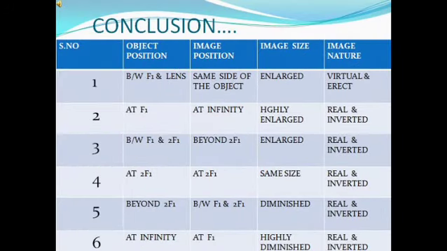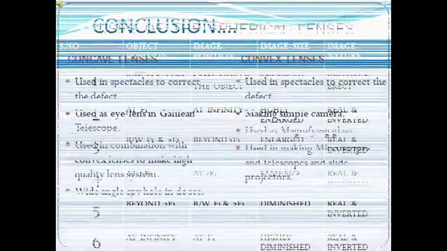This you can refer. So the point to be noted here is that between F1 and lens, the image nature would be virtual and erect. Similarly, when we did the concave mirror case, when we place the object between P and F, there also virtual and erect images are formed, isn't it? So this you can note it down.